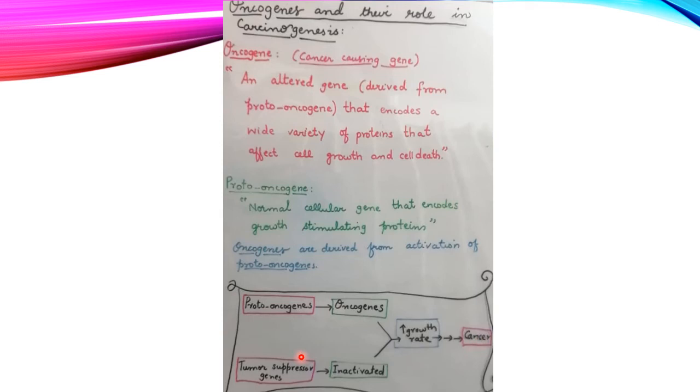On the other hand, we have tumor suppressor genes, which control or suppress the growth of tumors in our body. But if tumor suppressor genes are themselves inactivated, for example by DNA viruses, then they may also result in an increased growth rate of cells, ultimately leading to cancer.